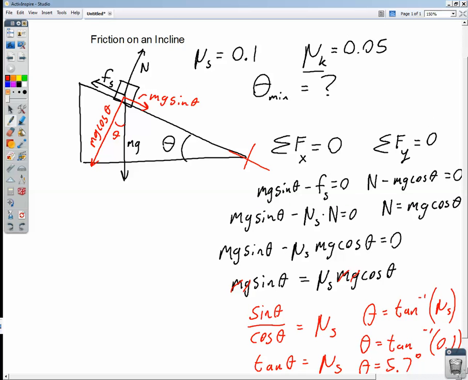So now the next question we ask, okay, we start to slide on this 5.7 degree slope. And the minute we start to slide, we recognize the fact that this coefficient of friction is no longer 0.1, it is now 0.05. So we are going to have some acceleration down the slope. So the next question is, based on this coefficient of kinetic friction and the angle we just found, 5.7 degrees, what is the acceleration of the skier down this bunny slope? So now let's do that new problem.